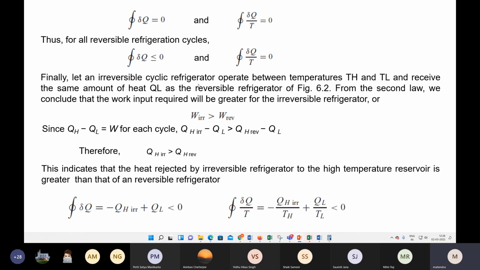Then we have defined this. You can see this because I have explained the heat engine in detail. This refrigerator or heat pump you can read by yourself.